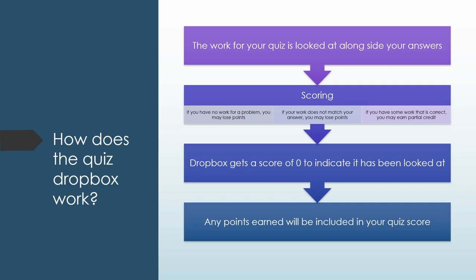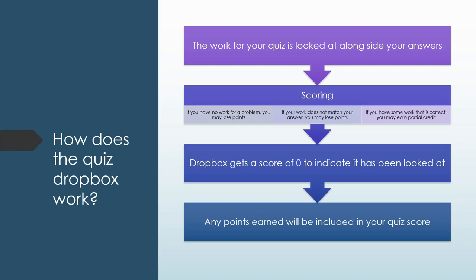After your instructor goes through all of that, they put a 0 in the Dropbox in order to say, okay, I've gone through this, I've now graded this. Any points you earned are added to your actual quiz, not to the Dropbox. So your quiz score should go up if you earn partial credit.